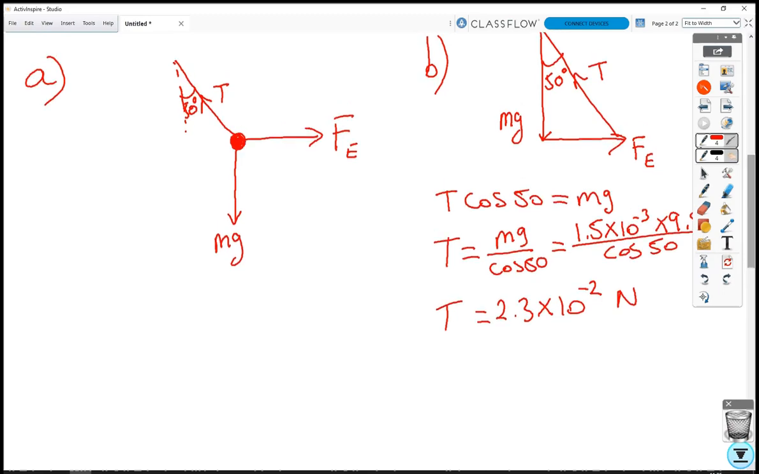Now, for the next part, we can work it out in many ways. One of the ways is, you know it's a right angle triangle, so you can use Pythagoras, where T squared minus mg squared equals Fe squared. Or, since you know T, you can use sine as well. So you could say that T sin 50 is equal to Fe. Any of those ways will work out part C.